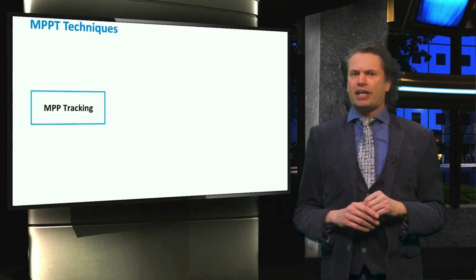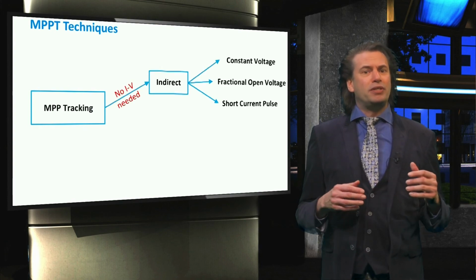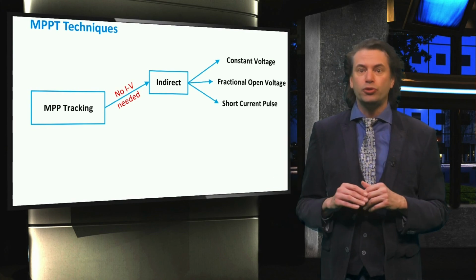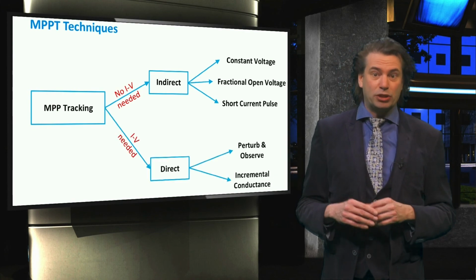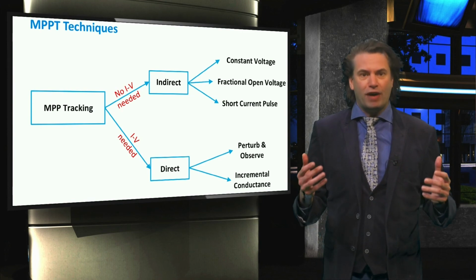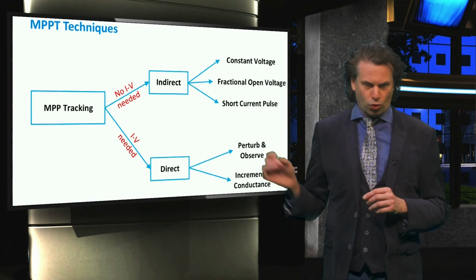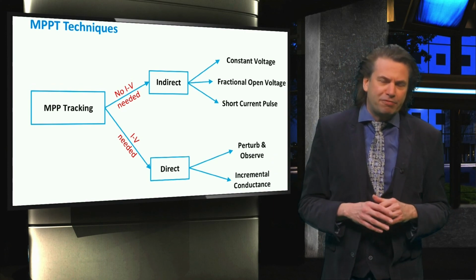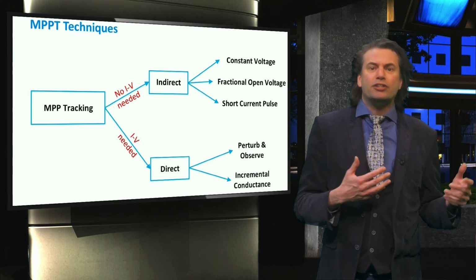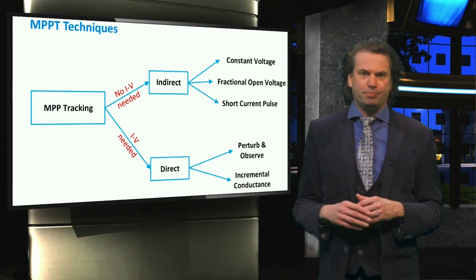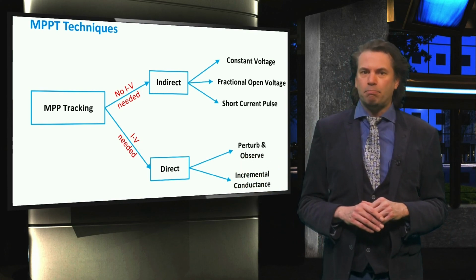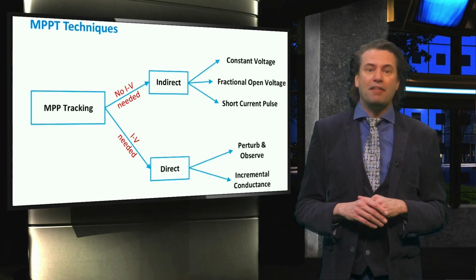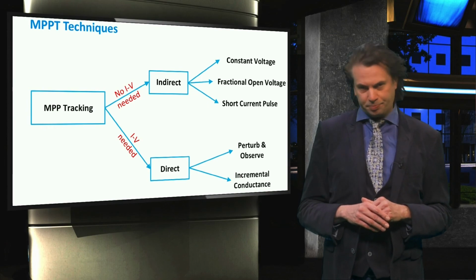Maximum power point tracking algorithms can be classified into indirect methods, which do not require measuring the IV curve of the modules, and direct methods, which require to measure the IV curve to find the maximum power point of the solar panel. Direct methods are generally more effective because they can dynamically track the changes in the IV curve. The two most common direct maximum power point tracking methods are the Perturb and Observe and the Incremental conductance.